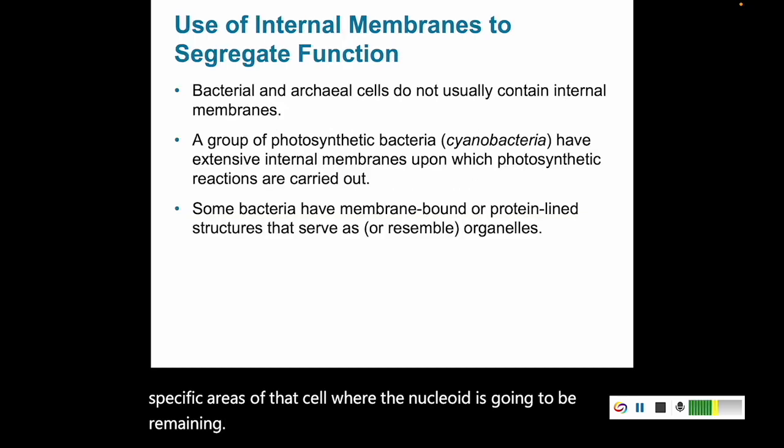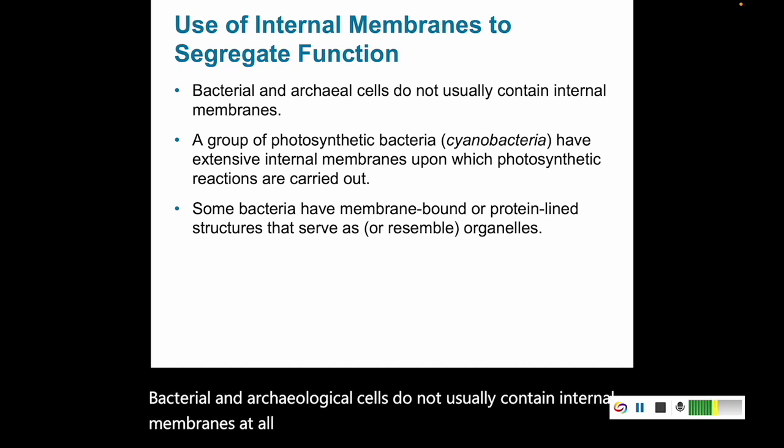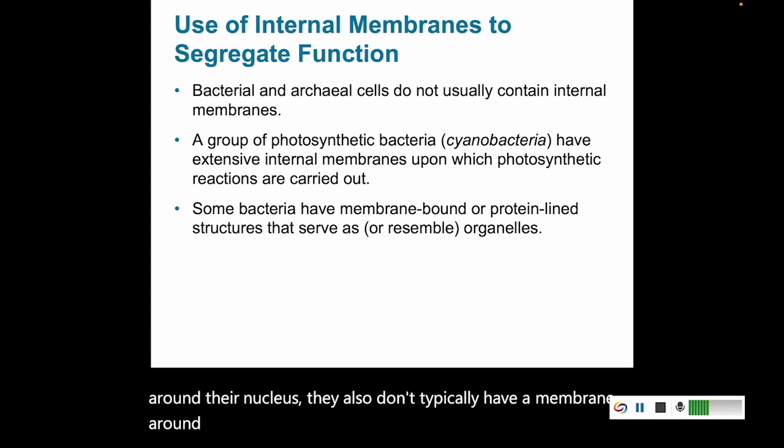Bacterial and archaeal cells do not usually contain internal membranes at all. So not only do they not have a membrane around their nucleus, they also don't typically have a membrane around organelles like a mitochondria or a Golgi apparatus.